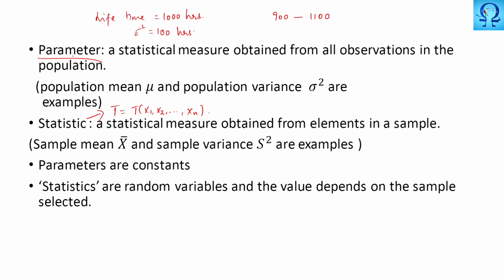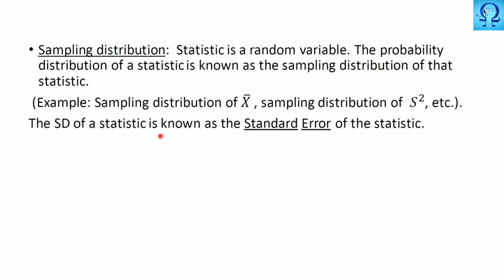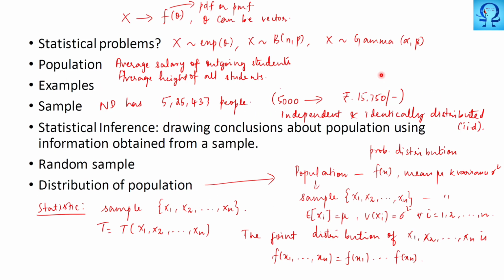Okay, now that we have seen the definition of a parameter and statistic, reading the definition again, we understand that the parameter is a constant, whereas the statistic is a random variable, which depends on the sample that we have selected, right? Moving further, what do we mean by a sampling distribution? The statistic is a random variable. This random variable should have some distribution, right? And that is what we call a sampling distribution. So basically it is the joint probability distribution that we have discussed here.